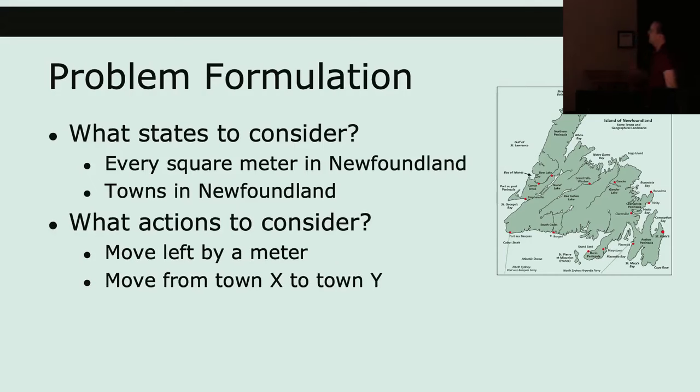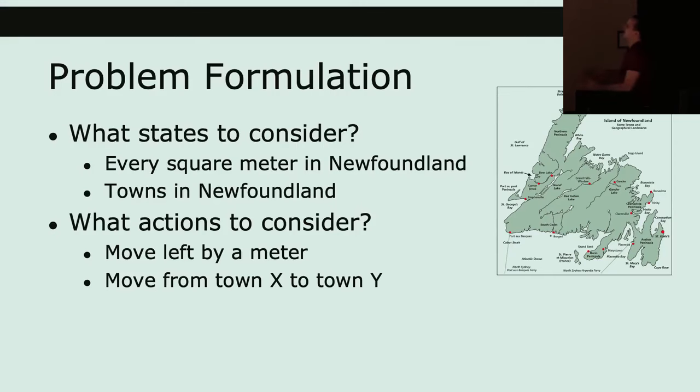With that, the states that you consider are also going to influence the actions that you can take in this problem. If you've chosen every square meter in Newfoundland to be a different state, then maybe your actions are now move left by 1 meter, or move north by 1 meter, or move south by 1 meter. But if you've chosen the towns in Newfoundland, then moving left by a meter no longer really makes sense as an action, because an action takes you from one state to another state.